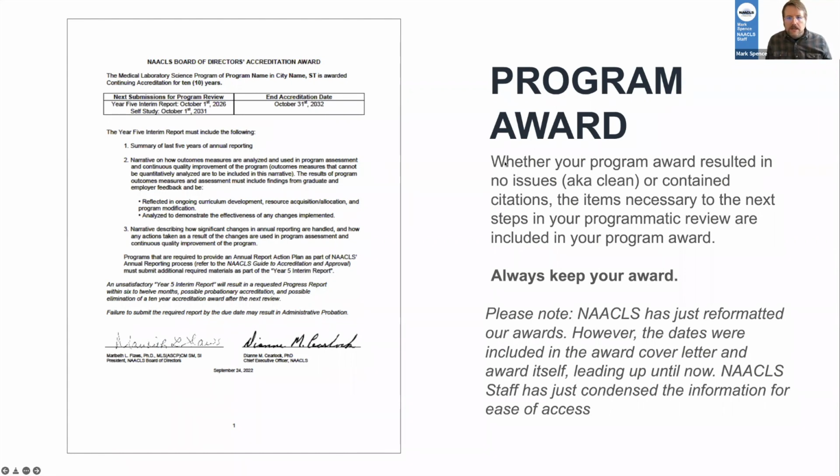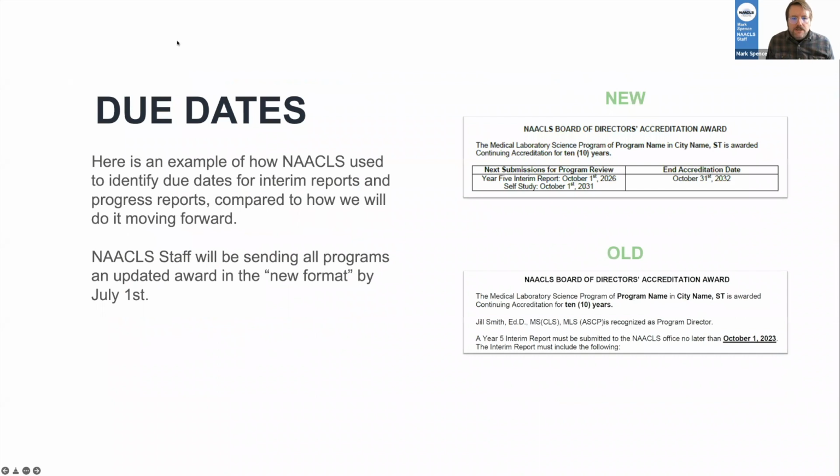So let's look at the due dates a little bit. What you see on the top is how we are going to format things moving forward, and what you see at the bottom is what we were doing in the past. So as you see, even if you have an award that may be 1 to 5, 7 years old, you still have the relevant dates in there, especially if you have had a progress report due or a 5-year interim report. And those awards come with a cover letter that will notify you about when your notification of renewal should be coming and when your self-study should be coming. But we've condensed that information so you don't have to search for all of it.